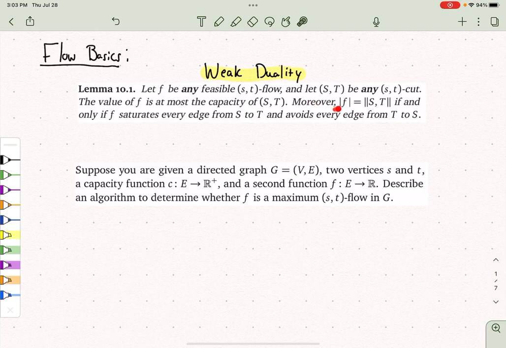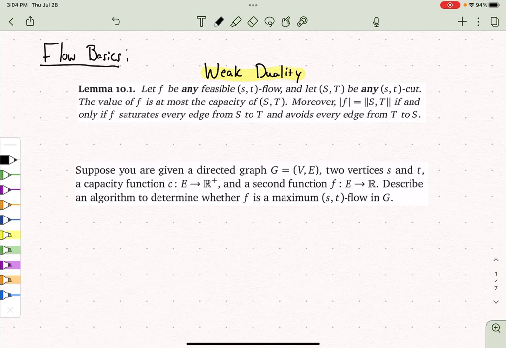And these two things are equal, the value of the flow equals the capacity of that cut, if and only if F saturates every edge from S to T and avoids every edge from T to S. And that last part is the really critical part when we want to argue about maximum flows and minimum cuts. So these will give us a lot of useful properties to solve problems.